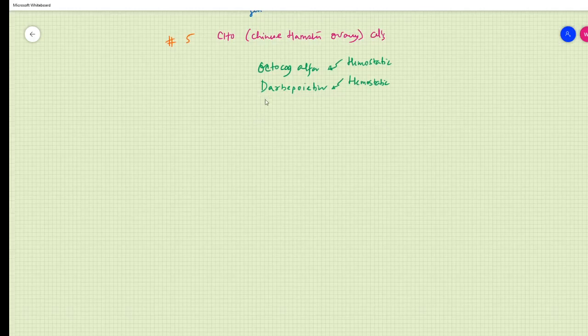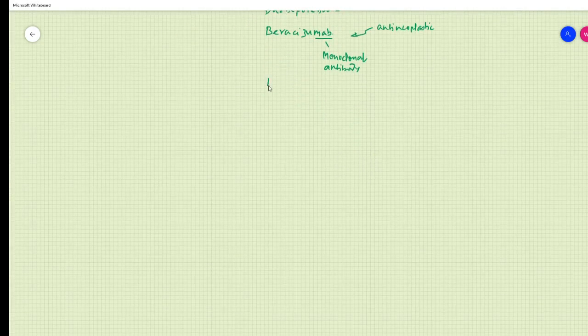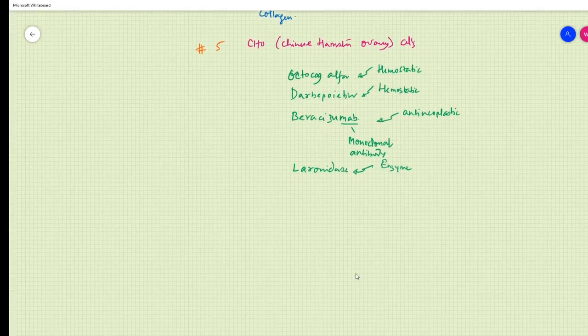And an anti-neoplastic drug, which is, again, a monoclonal antibody: bevacizumab. Okay, so from the name itself, mab refers to monoclonal antibody, and the drug itself is anti-neoplastic. So it's used against tumors. Then there is an enzyme, laronidase. Okay, so this is again an enzyme replacement. Those are drugs which are derived from the Chinese hamster ovary.